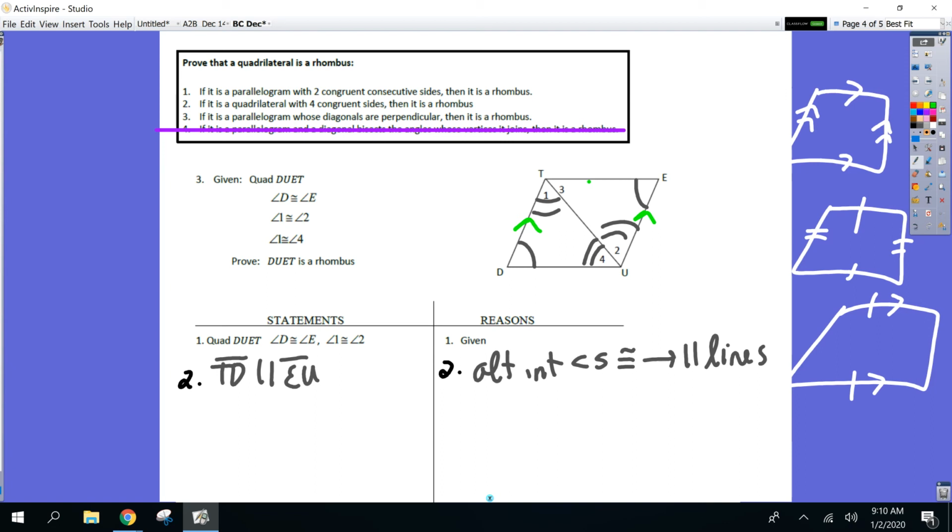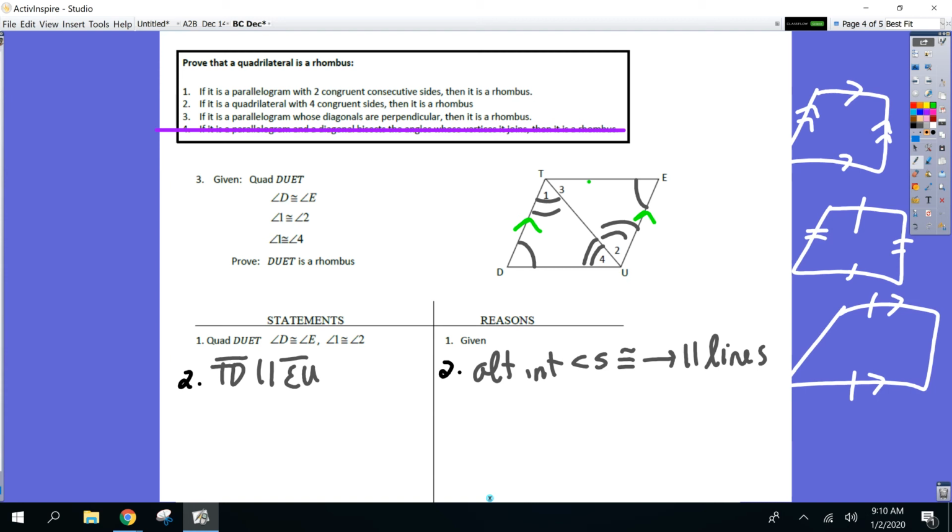Anything? You guys are forgetting where you came from. What's up, Kevin? Yeah, but the lines aren't parallel, right? Good thought, though. Lines aren't parallel, so I can't say 4 and 3 are congruent.